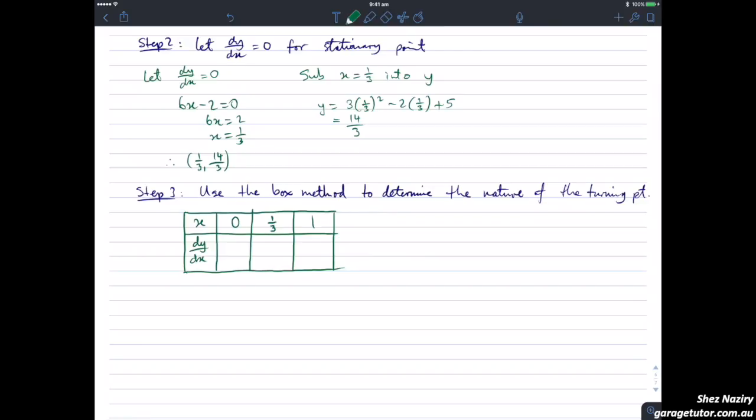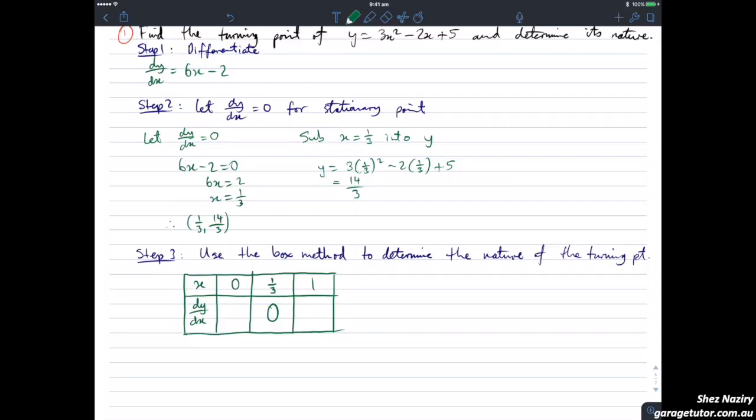Now, guys, what was the dy dx value for 1 over 3? It was 0. Very good. Because I let dy dx equal 0. And then 0 and 1. Make sense? Now what I do, I figure out 0 and 1 from dy dx. So dy dx is 6x minus 2. So we're going to sub in 1 into there. 6 times 1, take away 2. What's that? 4. Positive. Now sub in 0. 6 times 0, minus 2. You have negative 2.